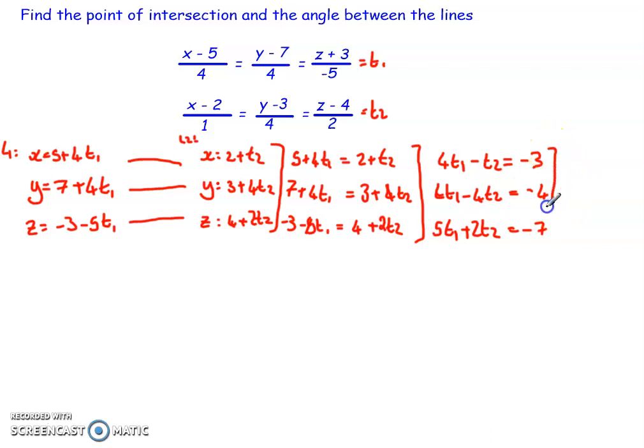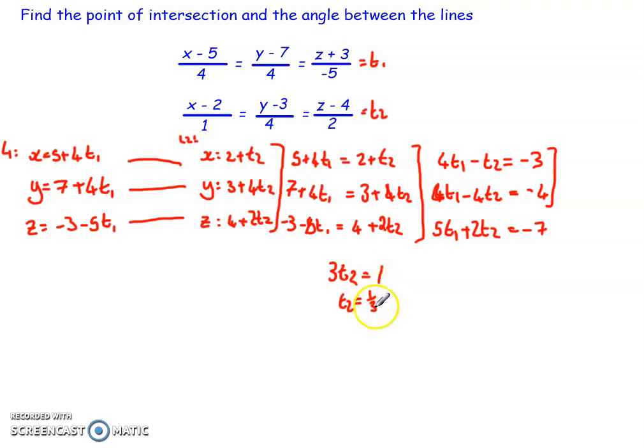So I'm going to pick these two to solve, because if I subtract them, I've got 4t1 on both of them, so the t1s will disappear. I'll then have negative t2 minus minus 4t2, so negative t2 plus 4t2. That'll give me 3t2. I've then got minus 3 minus minus 4, which gives me 1. So I then end up with t2 is equal to a third.